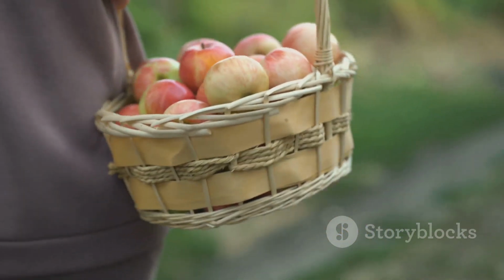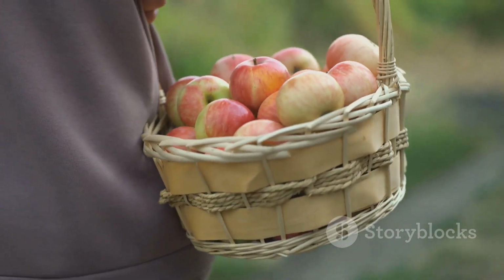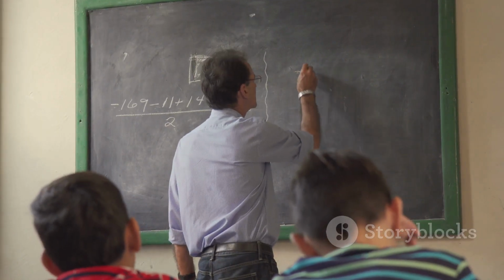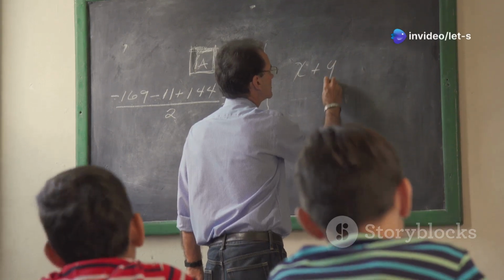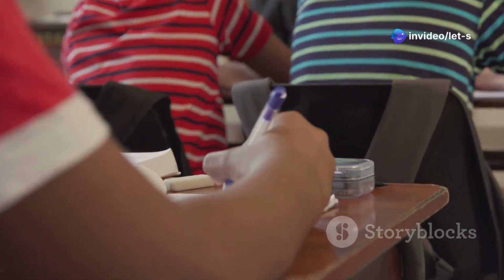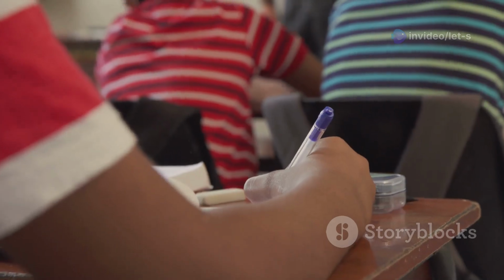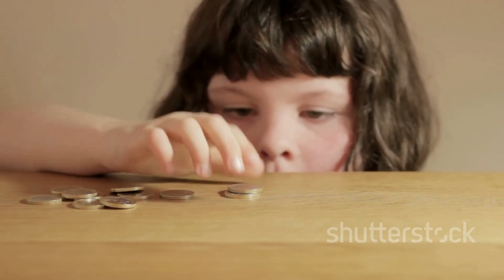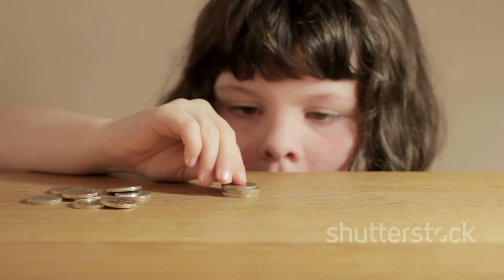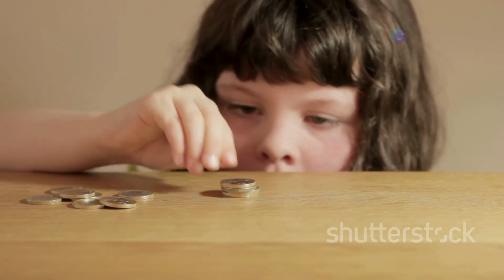Many apples. Few mistakes. Quantifiers for countable nouns. Let's start with quantifiers used specifically for countable nouns. These are words that help us describe the quantity of items we can count individually, like apples, books, or students. These are your go-to words when you're talking about things you can count. They help us specify amounts clearly and accurately.